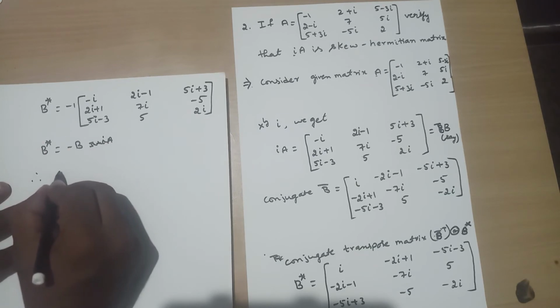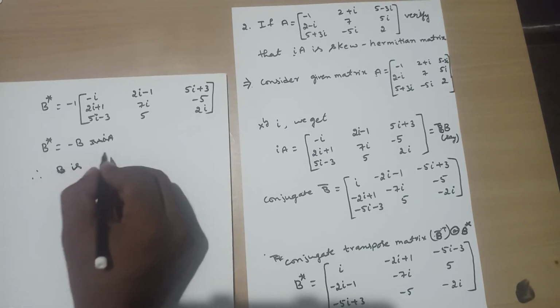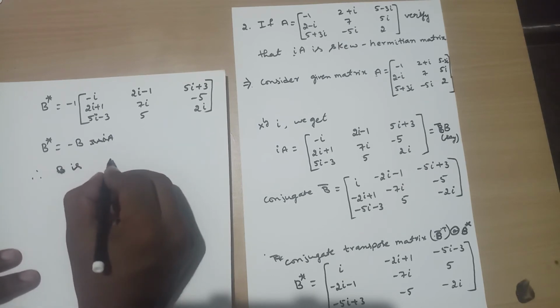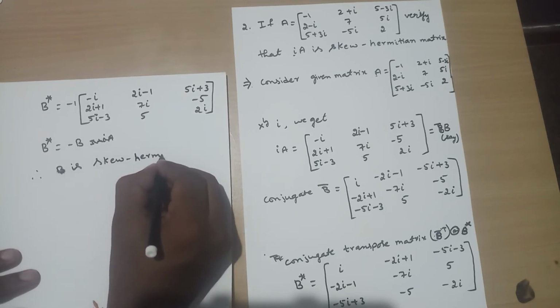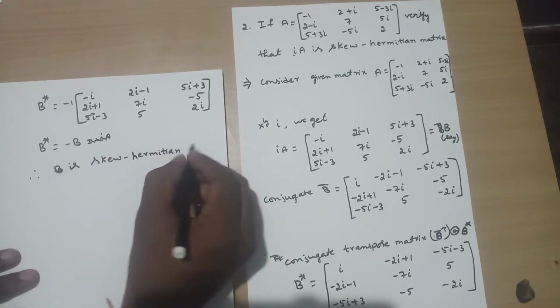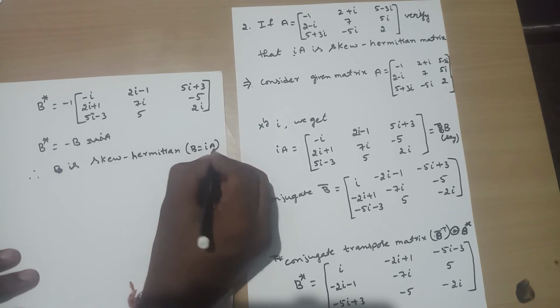Therefore B is skew Hermitian. So we can write B is equal to I times A.